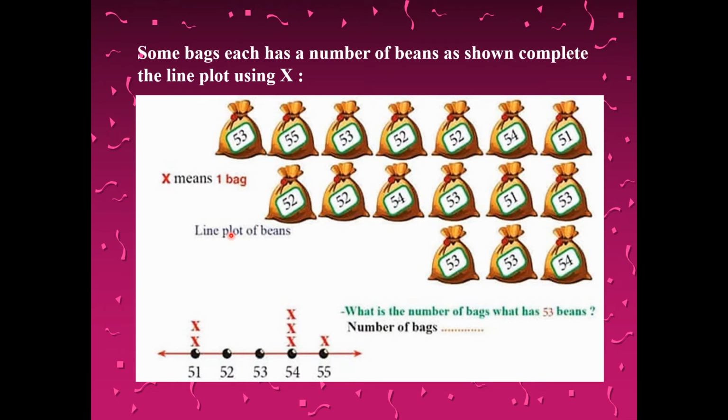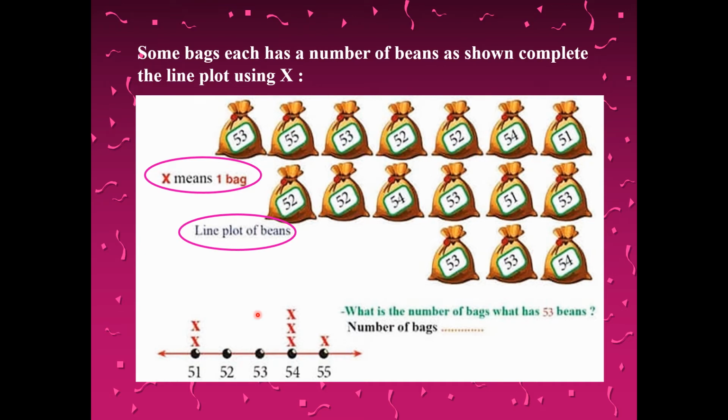so here are some bags, each had a number of pins as shown. Complete the line plot using X. First of all, if you want to make a number line, you should search for the key. The key here tells us each X means one bag. So our line plot title here is line plot of pins. It's our title.